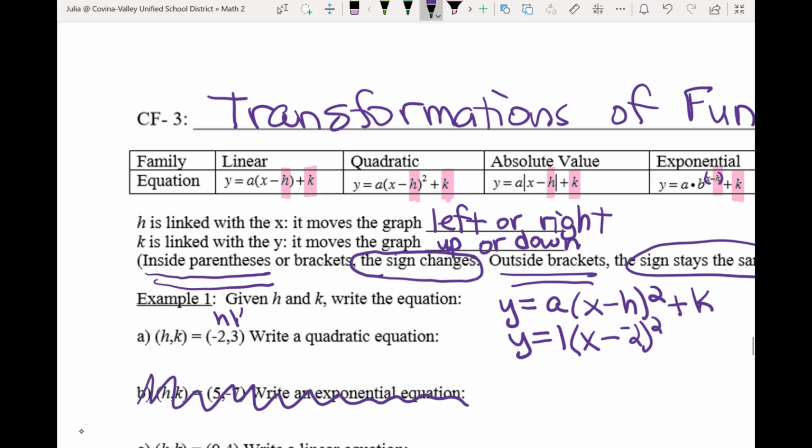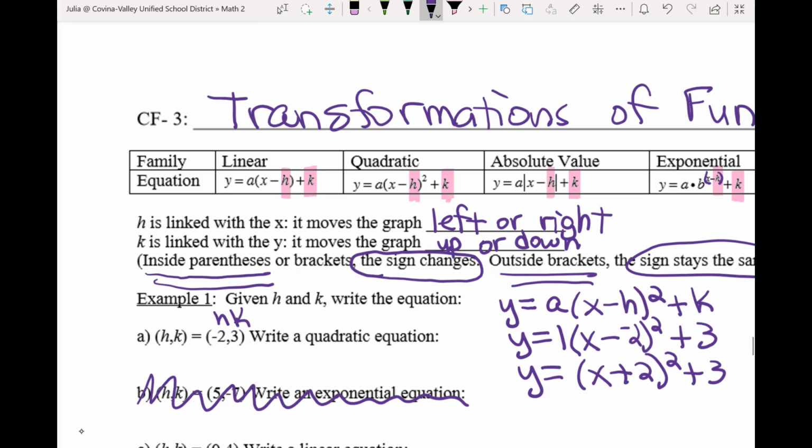And then what's k over here? So we say plus 3. And now for our final answer, y equals, we don't need to put a 1 there. But that minus 2 turns into what? Positive 2 squared and then plus 3. So see how the h was -2. When you wrote it, it really turns into positive 2. Why? Because it's inside the parentheses. Inside the parentheses, the sign will always change. But this k of positive 3 stayed as a positive 3 because it's not in any parentheses.